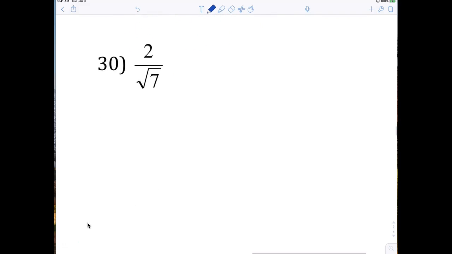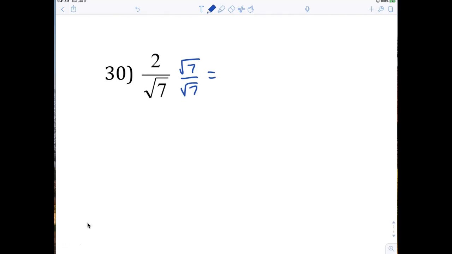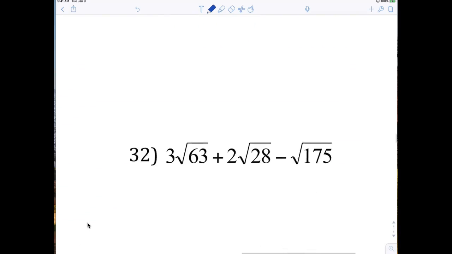All right, here we go. Number 30, what am I going to do? Yep, multiply the top and bottom by radical 7. So my final answer is? Beautiful. Any questions? All right, let's keep going.